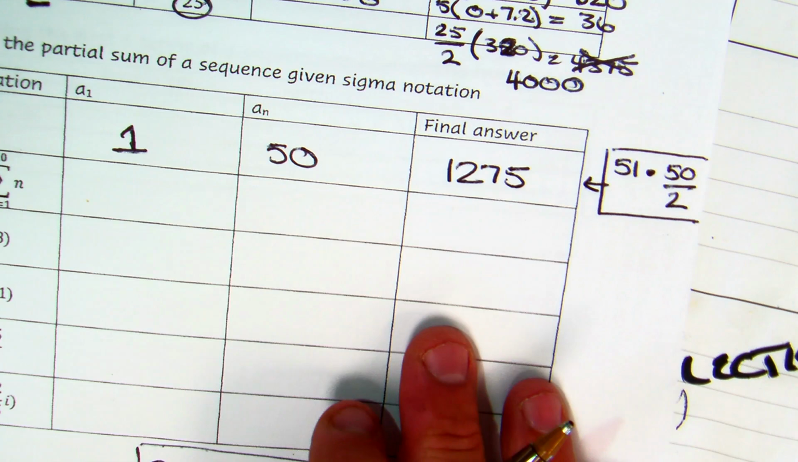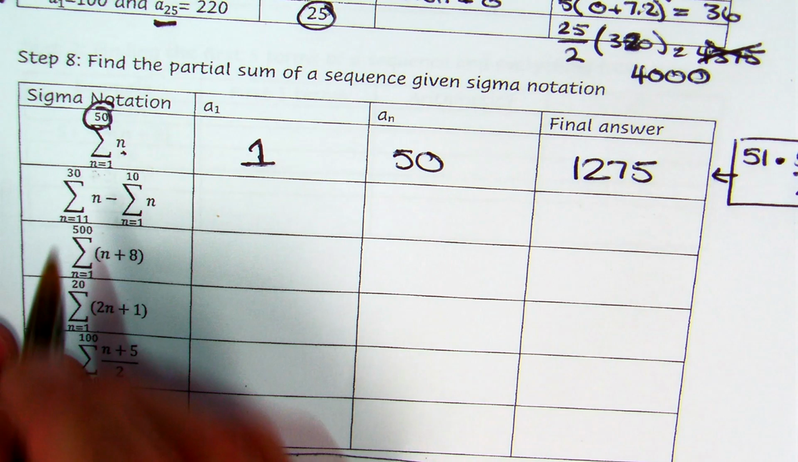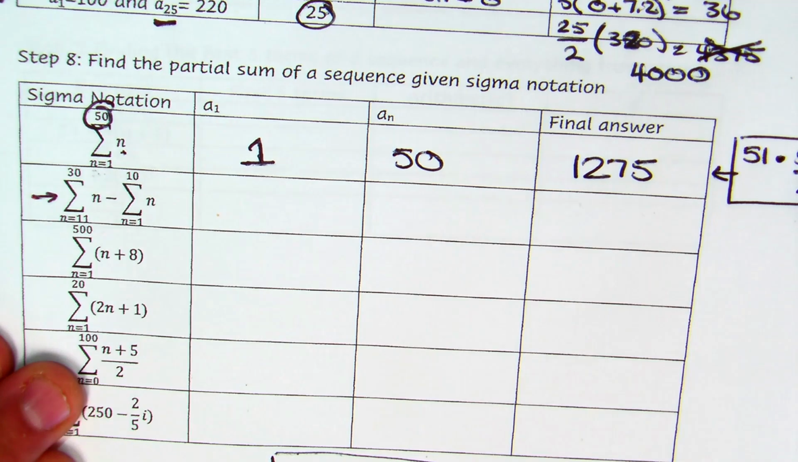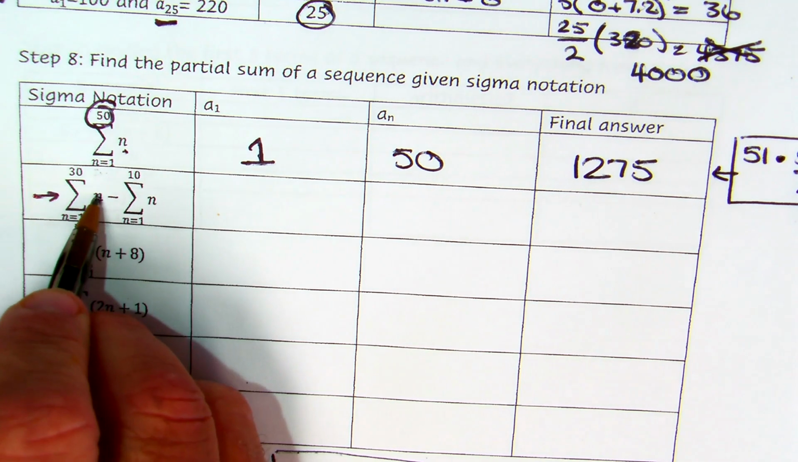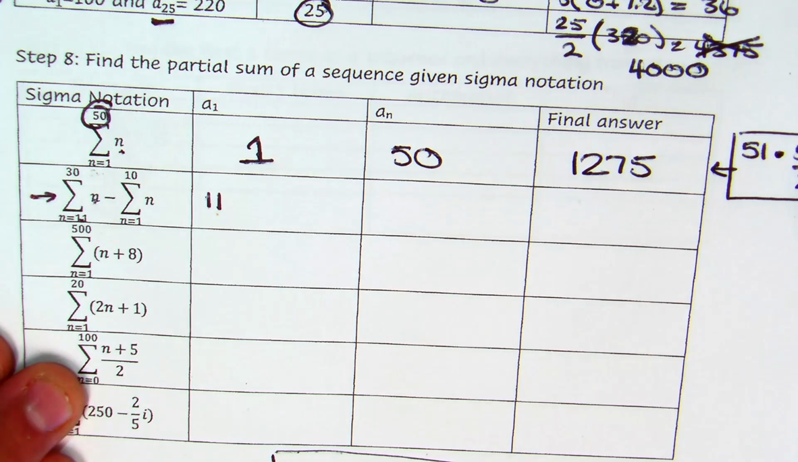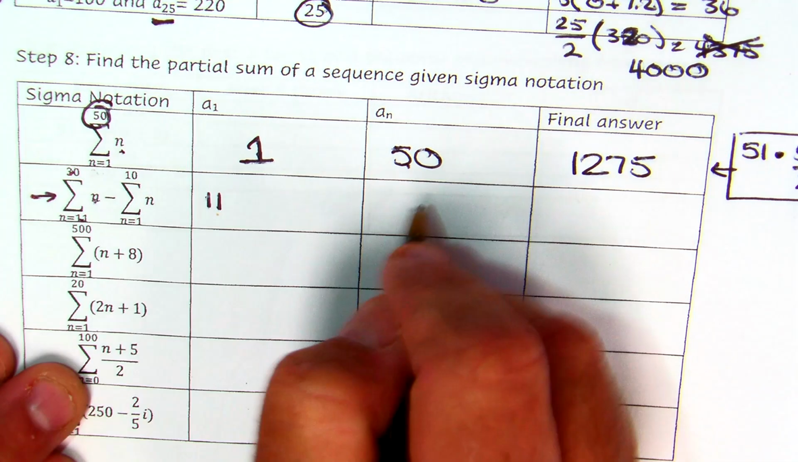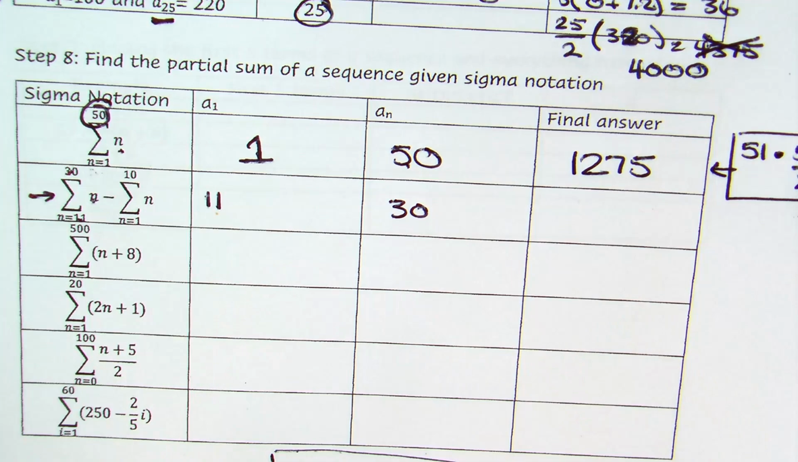Now, the second one has how many different summation notations? 2. So you're just going to do the same thing twice. If I do the first one, n is 11, alright, so a to the 1, if I plugged in 11, would be 11. A to the n would be the last one, so I'd plug in 30, and that would be 30.